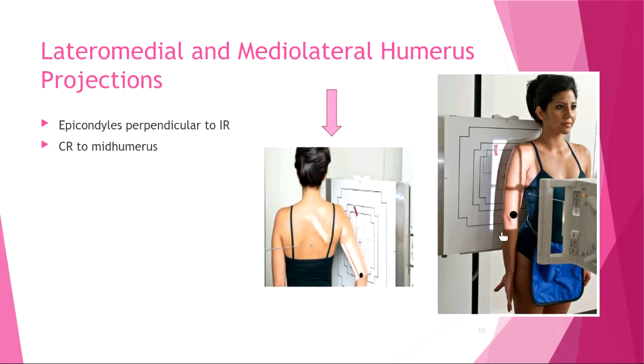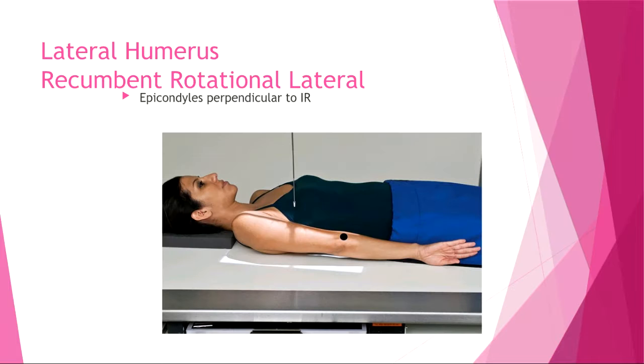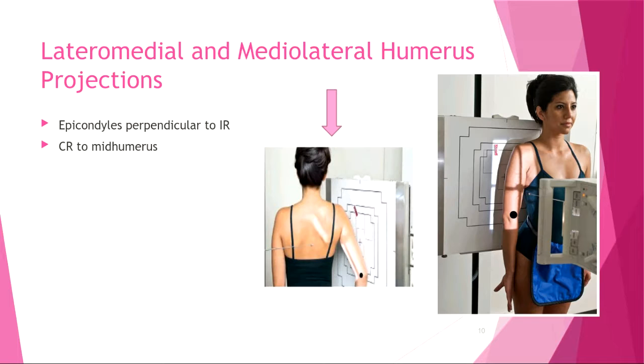This particular image here, she is just simply turning her hand in figure 5.29, and then there's another one, figure 5.30, which is actually this picture right here. Okay, so there are multiple ways to get a lateral humerus, but this is the particular image that we are going to do on our patient if they are able.